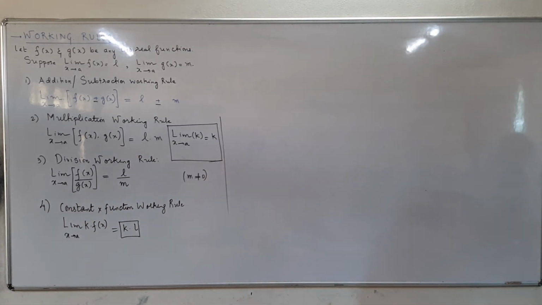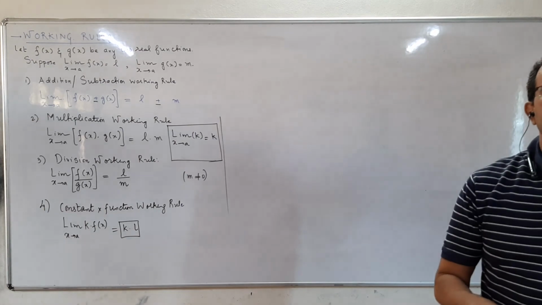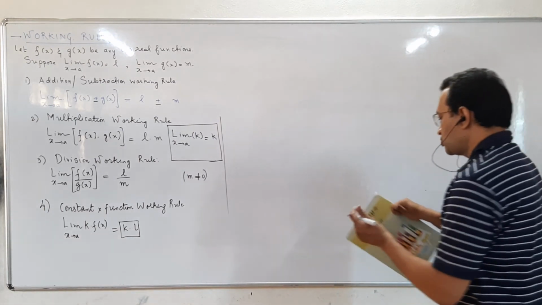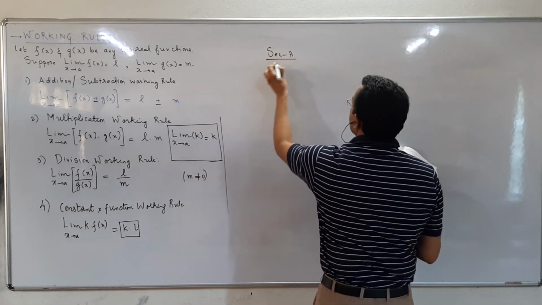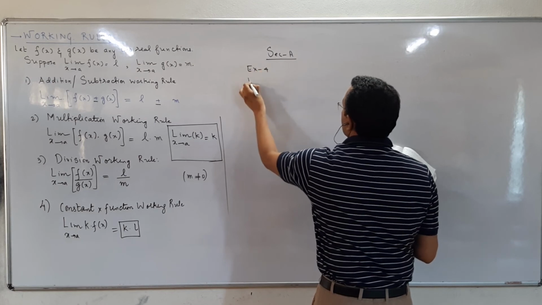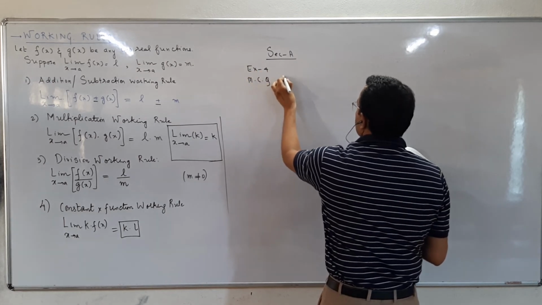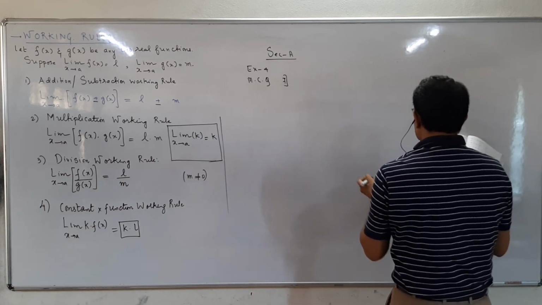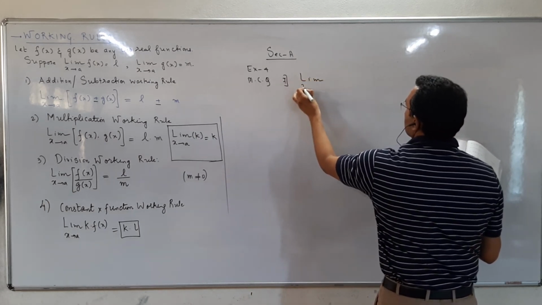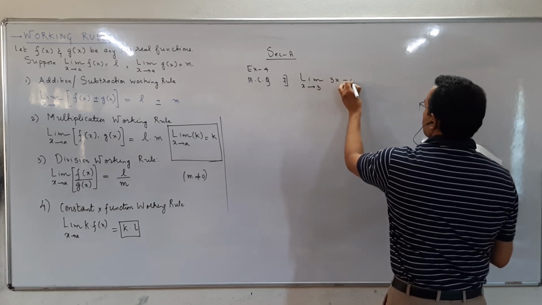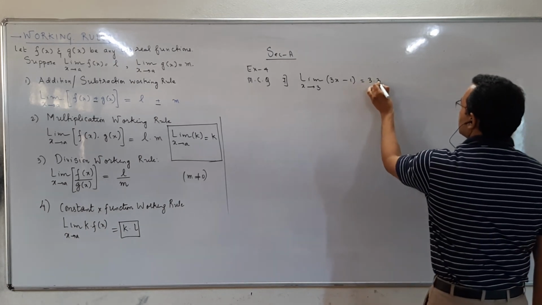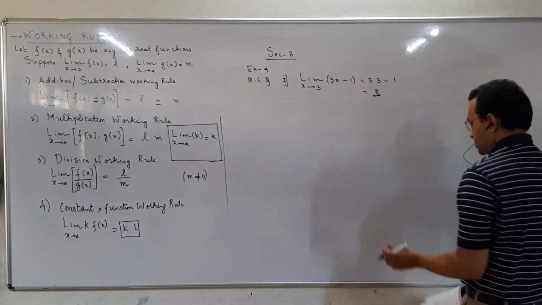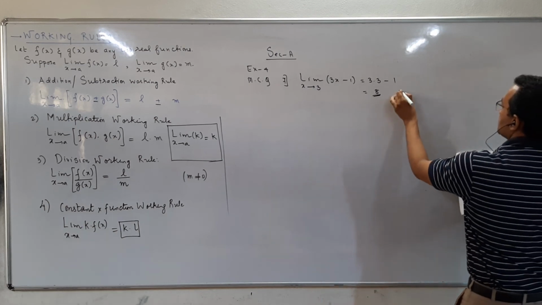Now, section A, first 6 questions we have done. Okay, let us do MCQ 7, 8, and 9. These are very, very easy, students. Section A, exercise 4. MCQ 7, limit x tends to 3, 3x minus 1. Simply replace x by 3, so this will be 3 into 3, 9 minus 1, so the answer is 8. So the correct option is D.